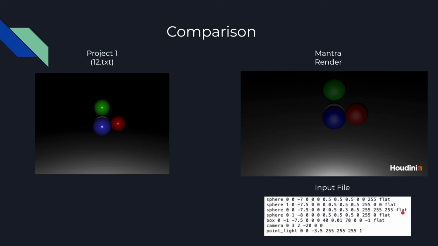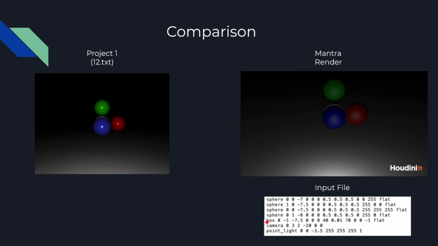which doesn't mean flat shading. That might be confusing. I should probably change this to smooth because I think Mantra defaults to smooth shading. But this essentially just means that there's no material applied to the spheres.